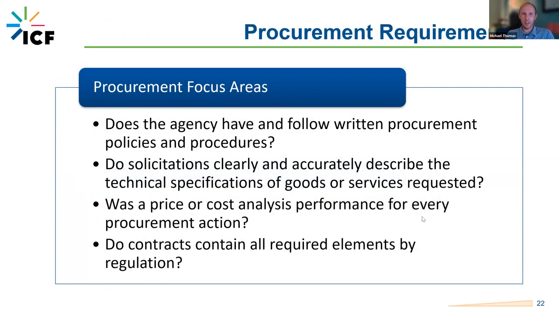And then we start thinking about procurement. So for procurement, does the agency have and follow written procurement policies and procedures? Do solicitations clearly and accurately describe the technical specifications of the goods or services requested? Was a price or cost analysis performed for every procurement action? And do contracts contain all required elements by regulation? This is not going to be applicable to everyone. This is only going to be applicable if you are purchasing more expensive things that are subject to the procurement requirements. But in the event that you did, these are the things that would be asked.